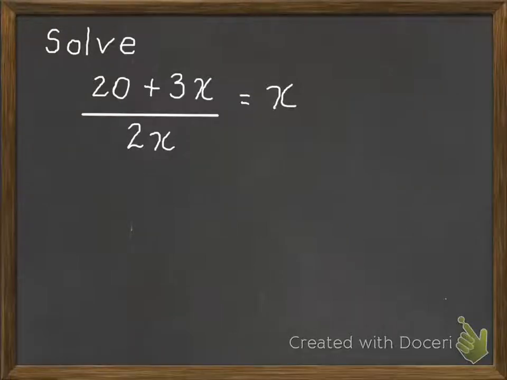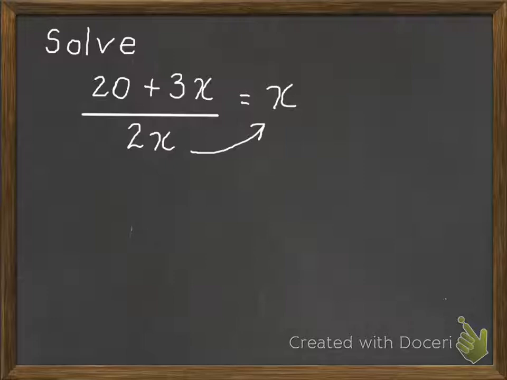So you want to solve this rational equation: (20 + 3x) divided by 2x equals x. Well, the first thing we need to do is get rid of the fraction. So the quickest way to do that would just be to cross multiply.